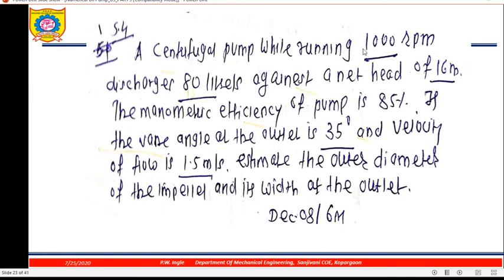A centrifugal pump while running at 1000 rpm discharges 80 liter per second against a net head of 16 meter. The manometric efficiency is 85%. If the vane angle at outlet is 35 and velocity of flow, that is Vf1 equal to Vf2, is 1.5 meter per second, calculate outer diameter of impeller and its width at outlet.